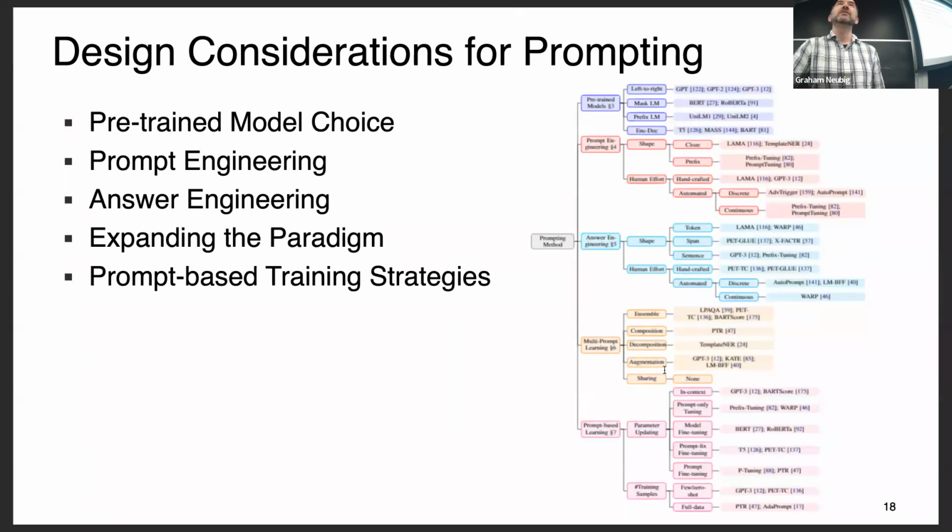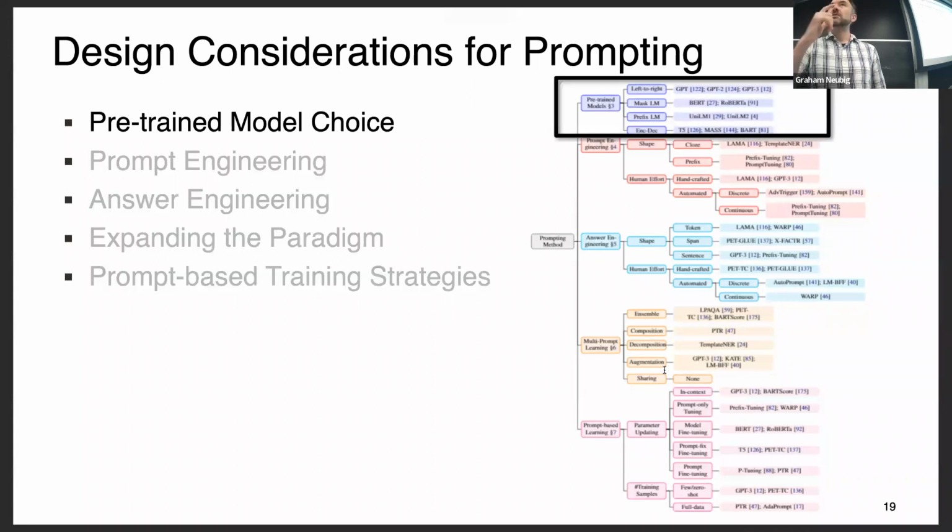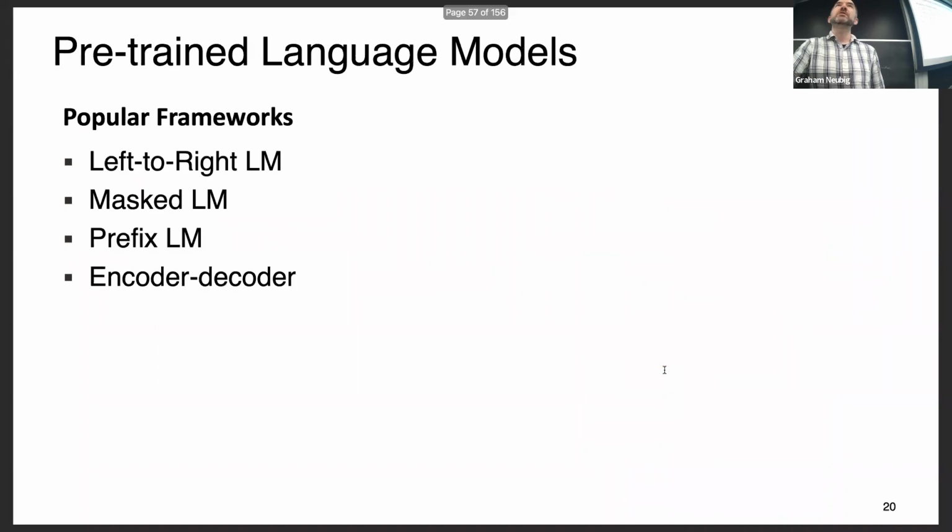And this is a figure from the survey paper that we had. So first, I'd like to talk a little bit about the pre-trained model choice. We already talked a lot about pre-trained models, so I'm just going to go through this very quickly. But from the point of view of prompting, it's important to have an idea of how the different models interact with different prompting strategies. And also, I'm going to talk about encoder-decoder pre-training models, which I haven't talked about yet, but I think now is a good time to be talking about this.